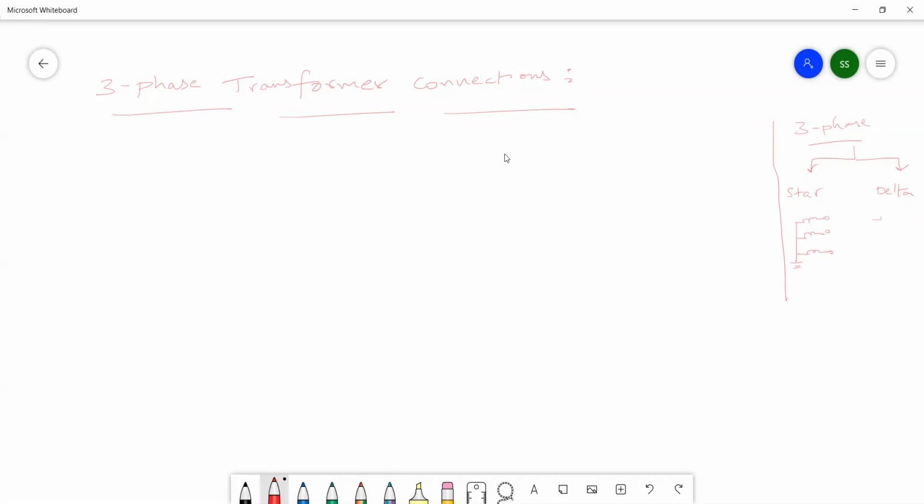And what does it mean by delta? Back to back connection, right? The second end of the first coil is connected to the first end of the second coil, and the second end of the second coil is connected to the first end of the third coil, and the second end of the third coil is connected to the first end of the first coil, right? Now what are the relations?